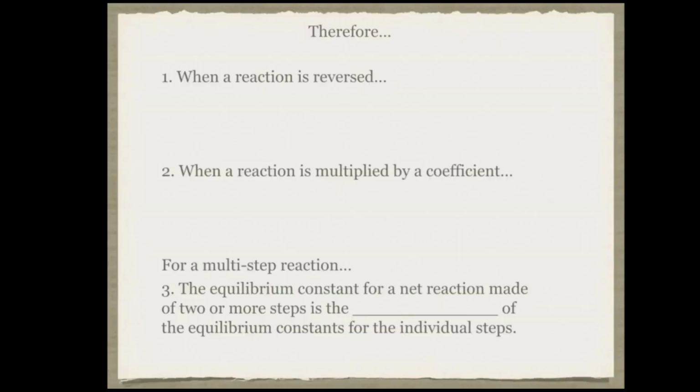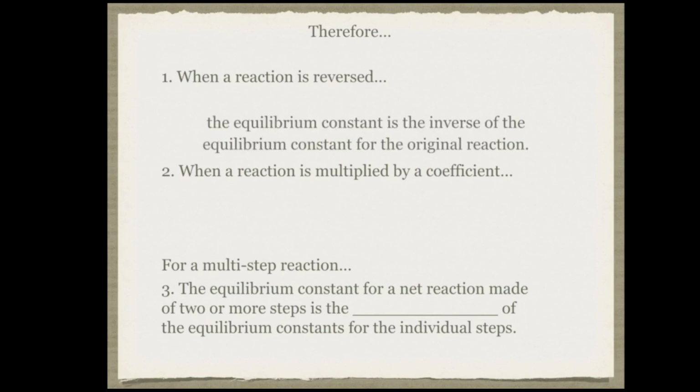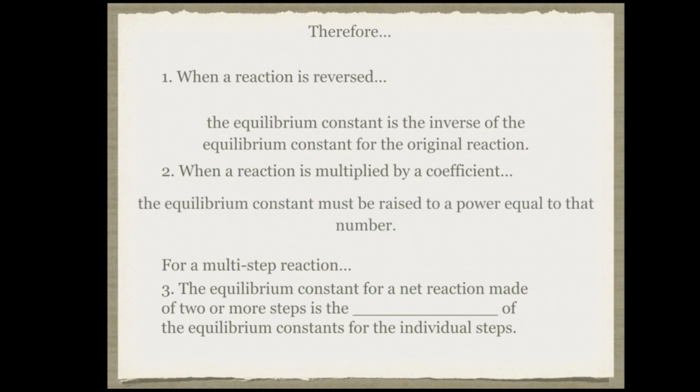So in the examples that I just talked about, we looked at 3 different ways of manipulating your equilibrium constant. The first one that we looked at was when a reaction is reversed. So if you reverse a reaction, your equilibrium constant is going to just be the inverse of the equilibrium constant of the original reaction, just 1 over that original value. If your reaction is multiplied by a coefficient, then the equilibrium constant is just going to be raised to a power equal to that number. So in the example, I multiplied my reaction by 2, therefore I needed to raise my equilibrium constant to the power of 2.